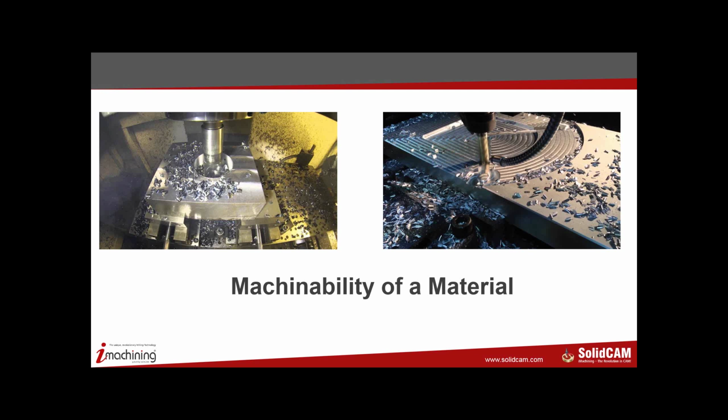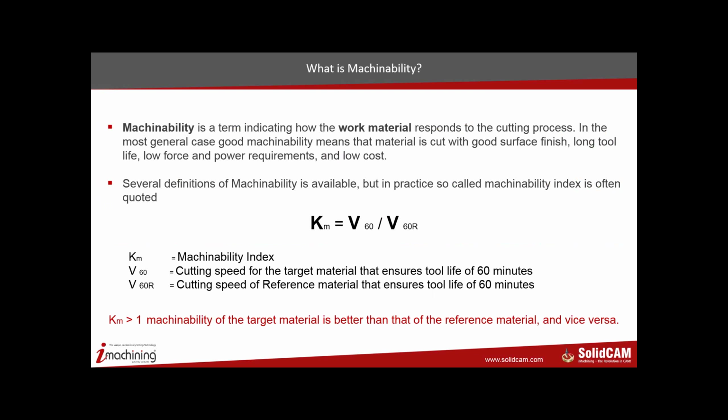Now, what is machinability? It is basically a term which indicates how good or how bad the work material responds to the cutting process. Okay? In general terms, basically a good machinability would mean that the material is cut with good surface finish, long tool life, low force and low power requirements. Cost of cutting is low. But again, this is in the ideal conditions.